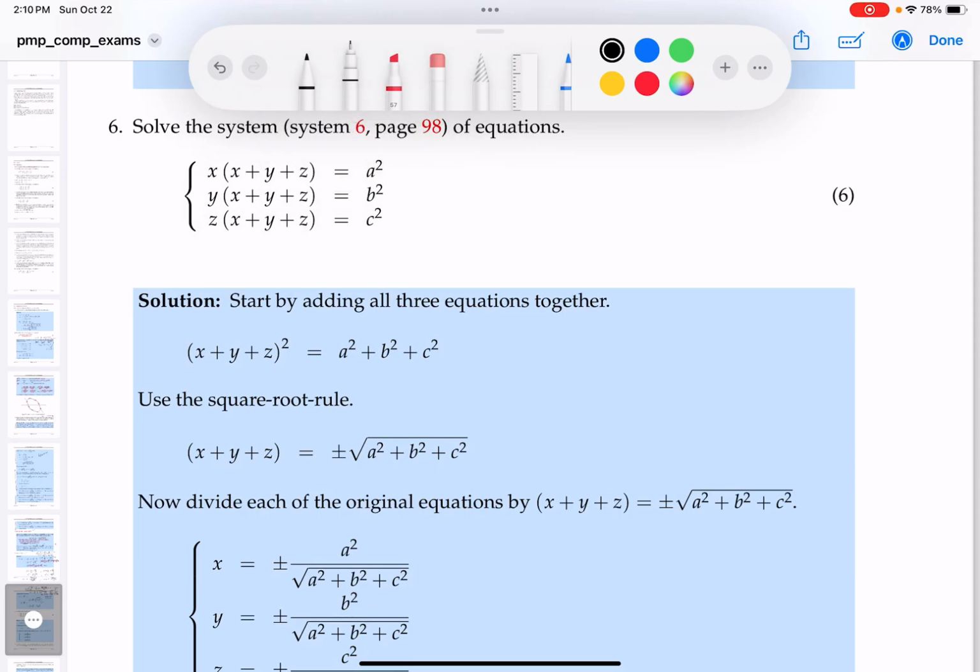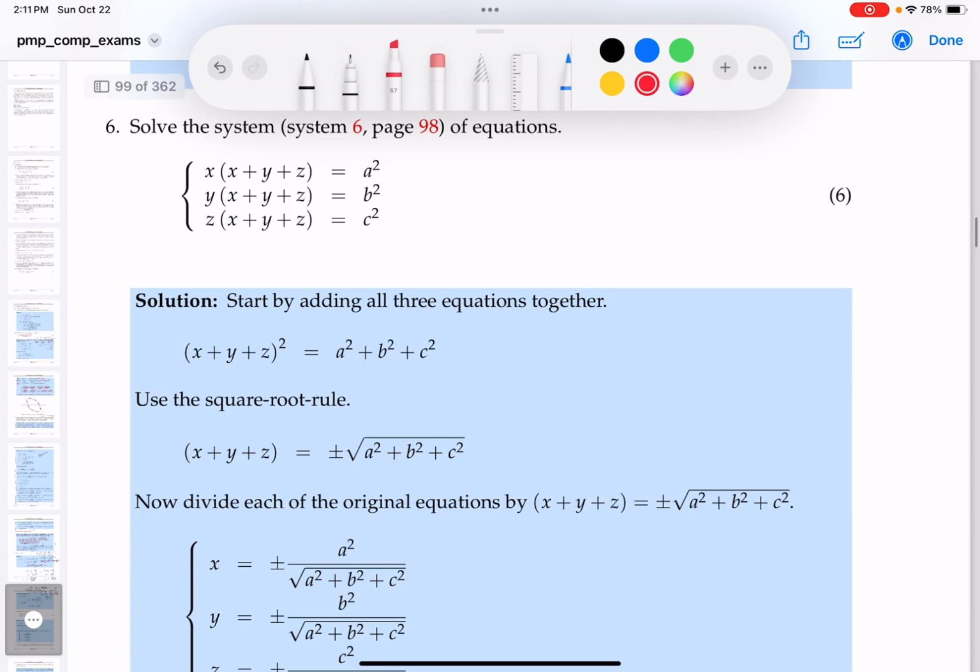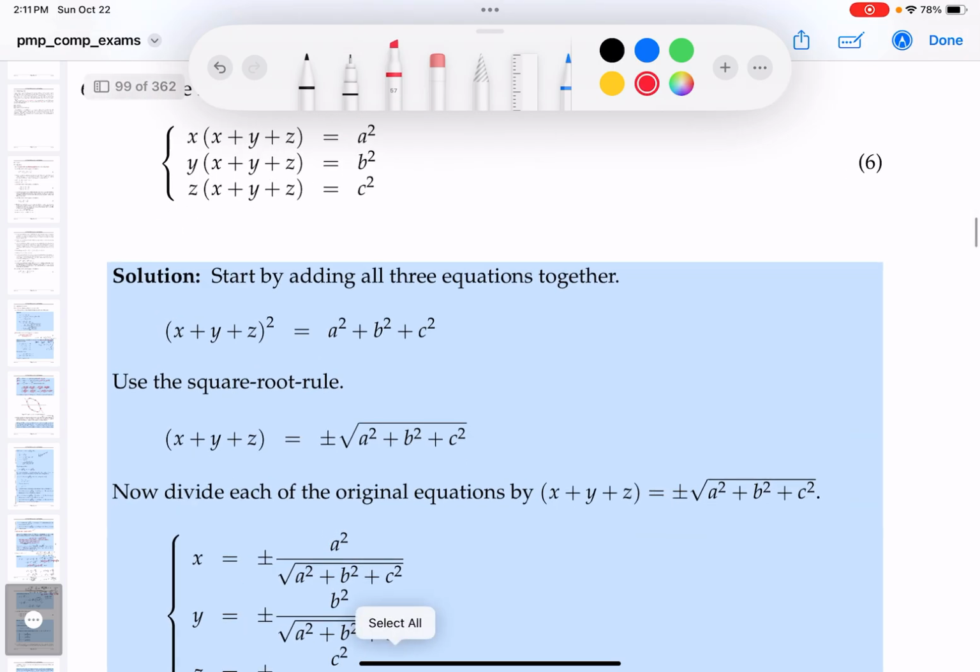Again, another, I'm going to say, a difficult system of equations. And what makes it difficult is there's parameters a, b, and c in the problem. But what's nice about this, if you did add them together, what I mean by that, you add all three of these equations together, add this to this to this.